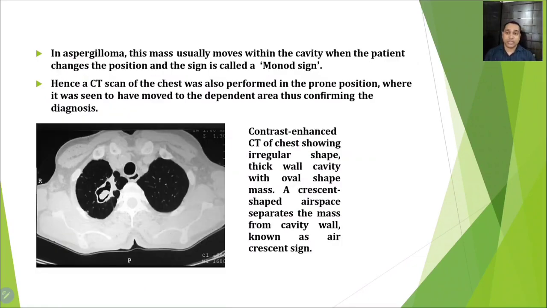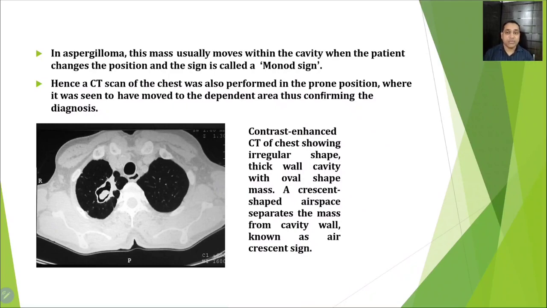Then what is the Monod sign? In pulmonary aspergilloma, the mass usually moves within the cavity when the patient changes position, and this sign is called the Monod sign. It means the Monod sign is gravity dependent. So when the patient changes his position, the mass usually moves within the cavity. This is a very specific feature of the Monod sign, and this is the main difference between the Monod sign and the air crescent sign.